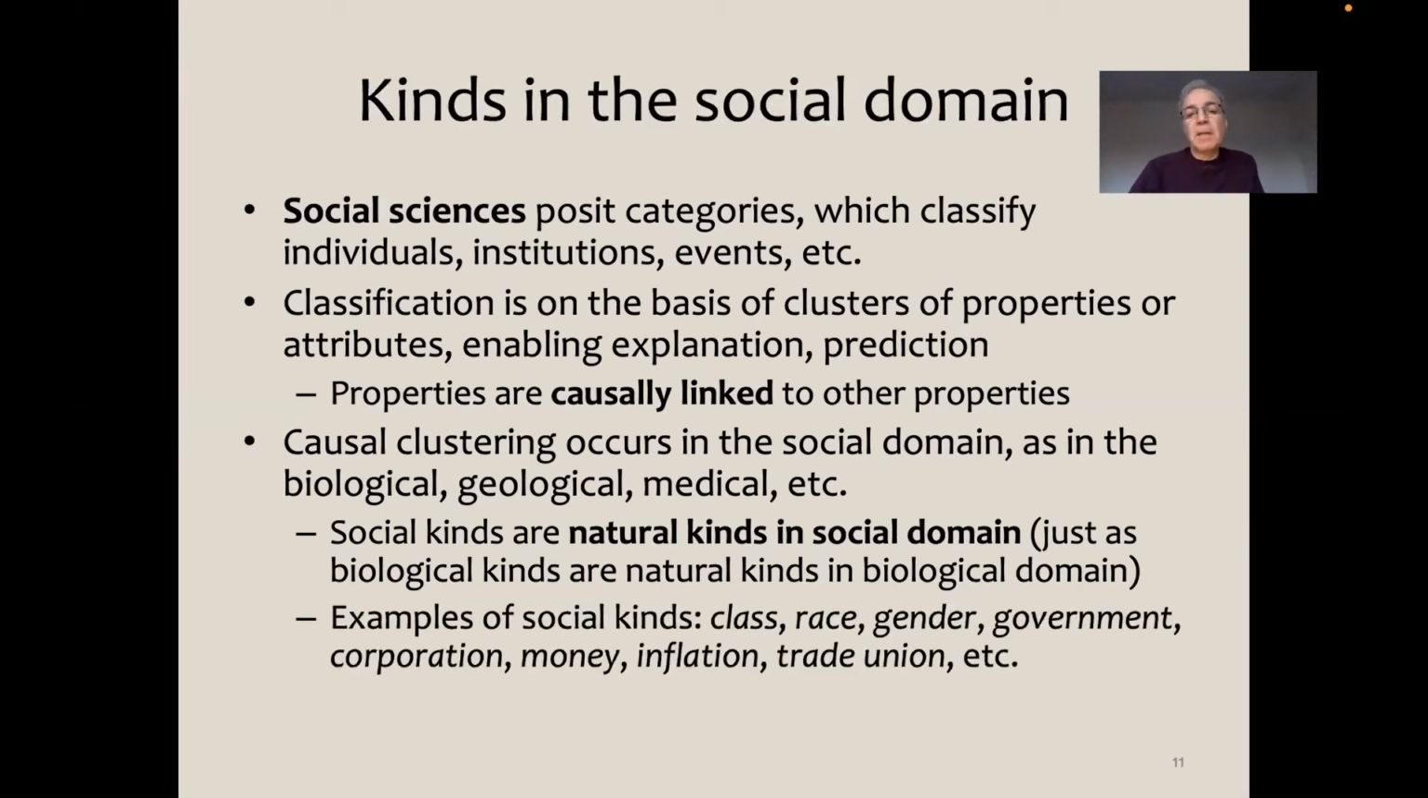So what would be examples of social kinds? Well, a lot of the categories that social scientists use to understand the social world, because they're so useful in predicting and explaining, it seems to me are so because they've managed to identify properties that are causally linked to other properties. So categories like class, race, gender, government, corporation, money, inflation, trade union, and so on, they're useful to us precisely because they've managed to identify real causal patterns in the social realm.